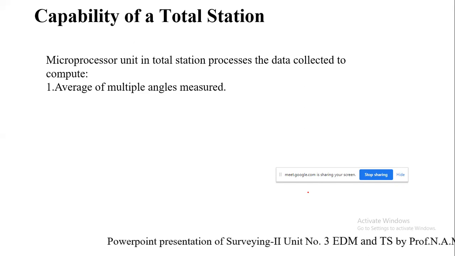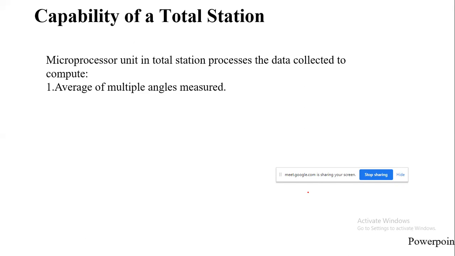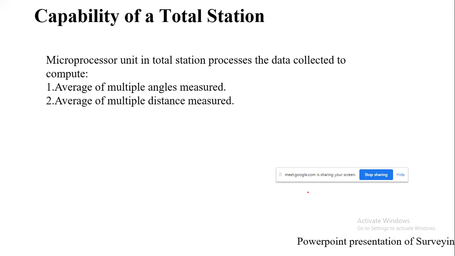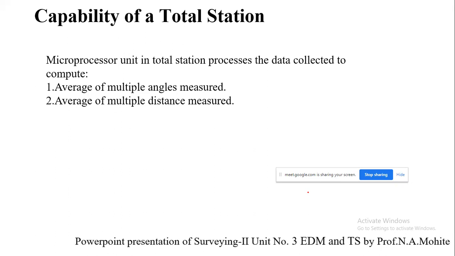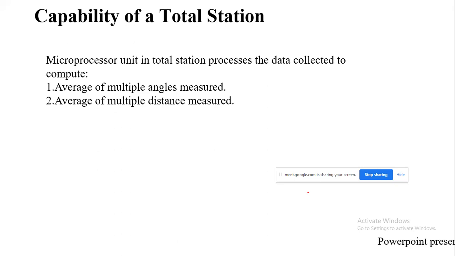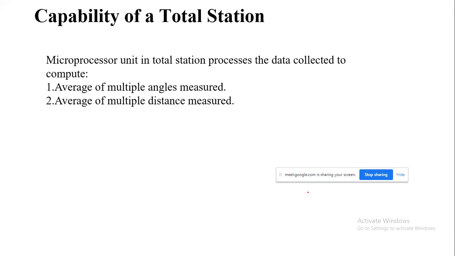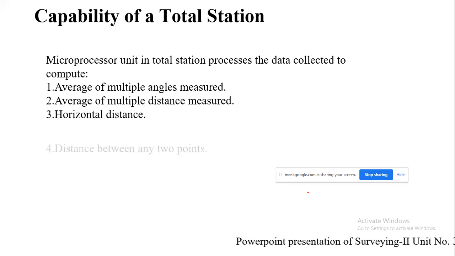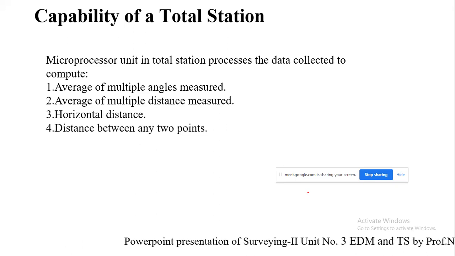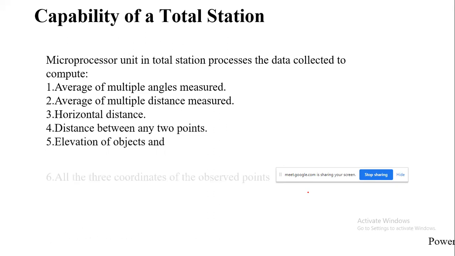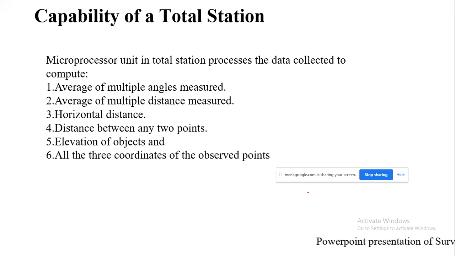Average of multiple angles measured, we can do that by the repetition method which we have done. Then average of multiple distances measured. When you measure the first distance, you check whether it remains constant or not, depending upon the person who is handling the prism. So you bisect that point multiple times and get the average of that. Then horizontal distance, distance between any two points, elevation of objects, and all three coordinates of the observed points. So this is the capability of a total station.